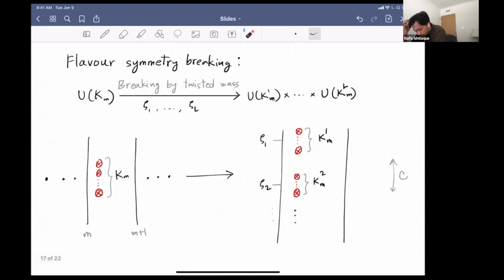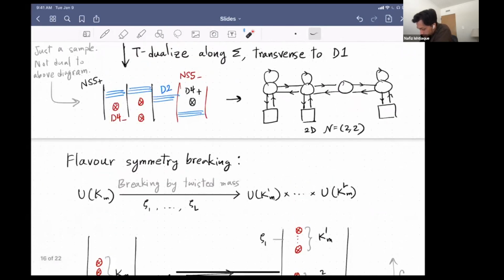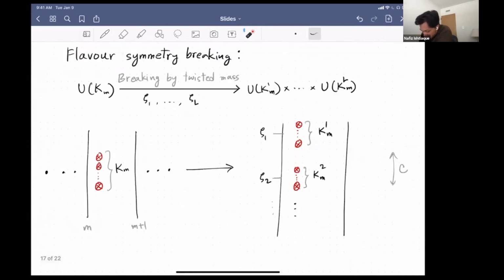So I mentioned symmetry breaking in order to make the theory entirely massive. So symmetry breaking, okay. So flavor symmetries of this quiver theory are coming from these D4 branes. So the ranks of these flavor groups will directly correspond to the number of the D4 branes. So let's look at a particular node. Suppose this is the m-th NS5 and this is the (m+1)-th NS5. And in between them, I have K_m D4 branes, so that I'm starting from a U(K_m) flavor symmetry.